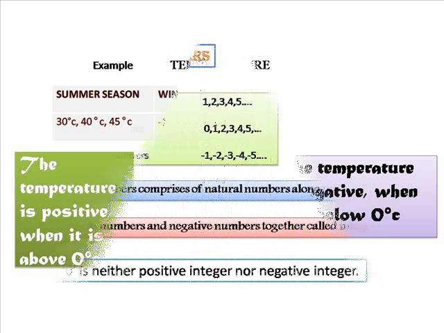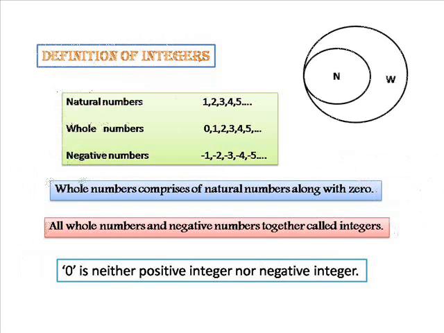As we know, natural numbers start from 1. These were the numbers first discovered in mathematics. Further, 0 was added to these natural numbers and this new collection was named whole numbers. These whole numbers are comprised of natural numbers along with 0. Now we have come to know about negative numbers. All these whole numbers and negative numbers together are called integers. 0 is neither a positive integer nor a negative integer.